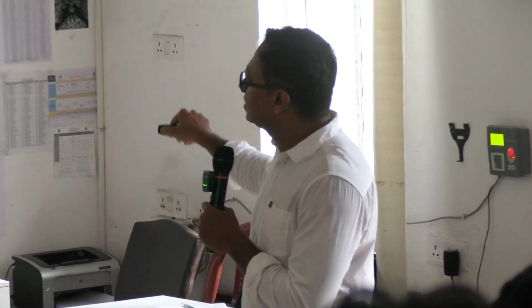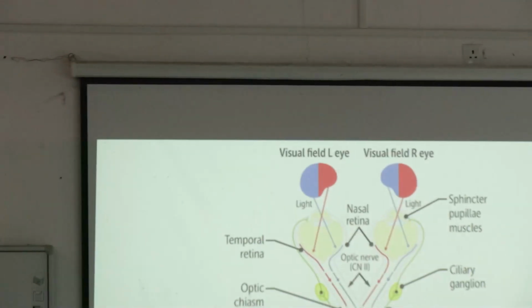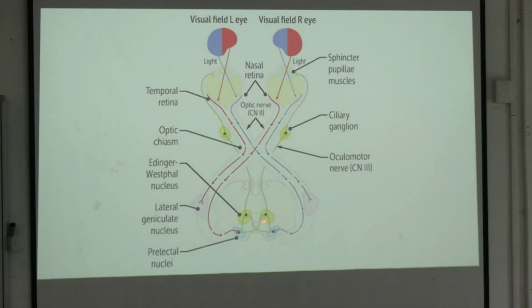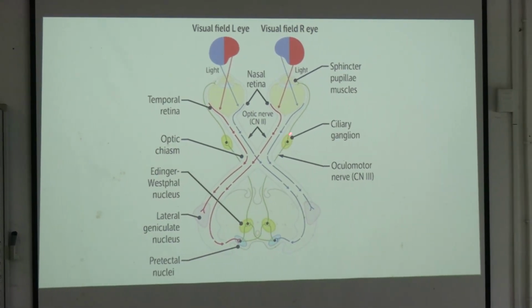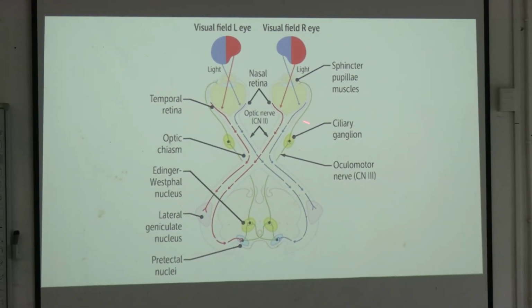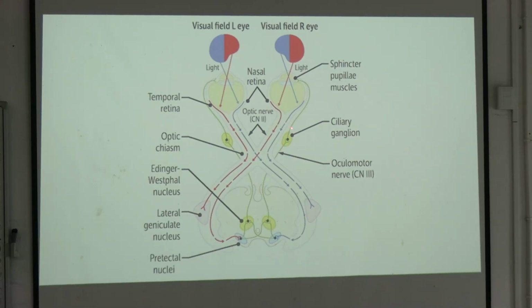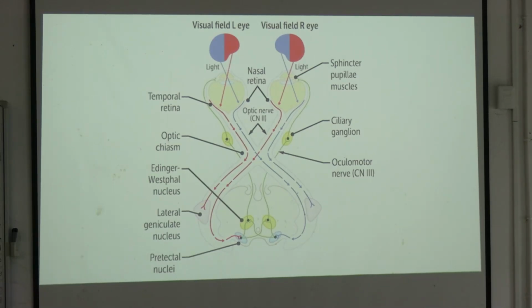Now, what is the efferent pathway of the pupillary light reflex? From the pretectal nucleus to bilateral Edinger-Westphal nucleus, from bilateral Edinger-Westphal nucleus to the ciliary ganglion through the oculomotor nerve or third cranial nerve, from the ciliary ganglion through the short ciliary nerve to the sphincter pupillae, which causes miosis or constriction of the pupil.